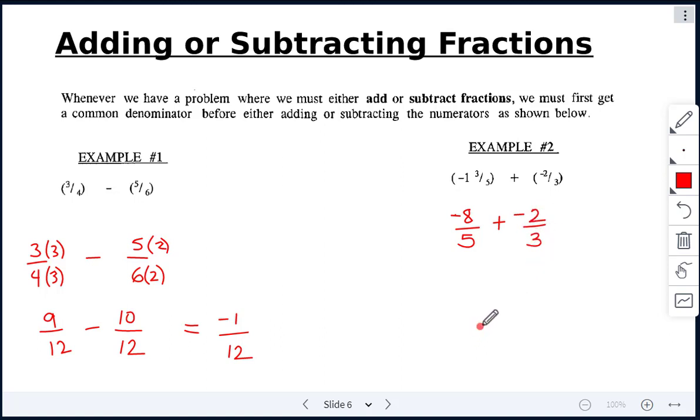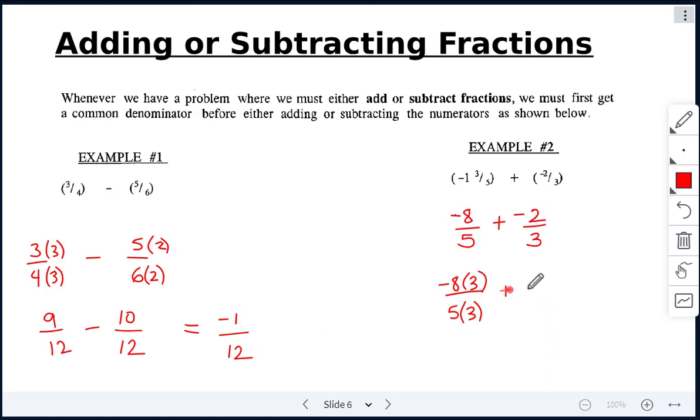So look at our denominators here. We have a 5 and we have a 3. What should we use as our common denominator? All right, so we're going to use 15 as our common denominator. So that means we took our 5, we have to multiply it by 3 to put it to 15. So that means we have to take our negative 8 and also multiply it by 3.